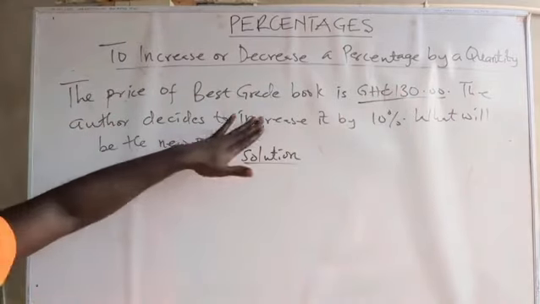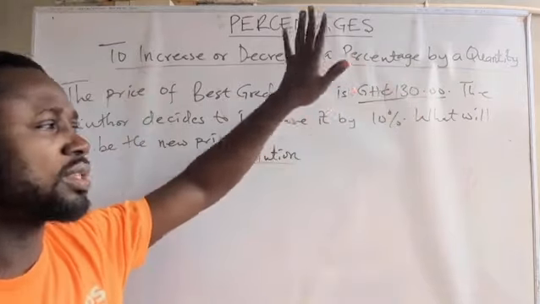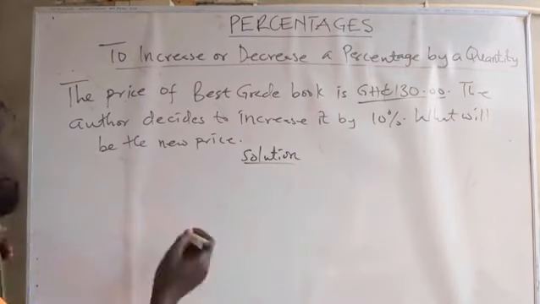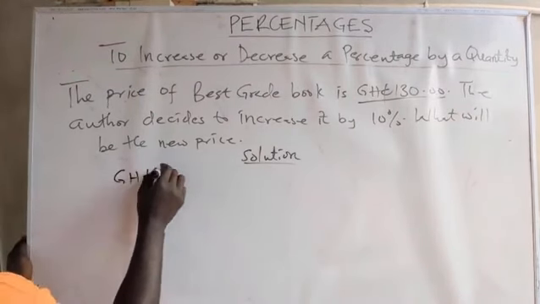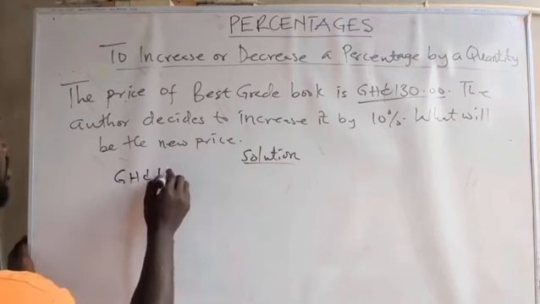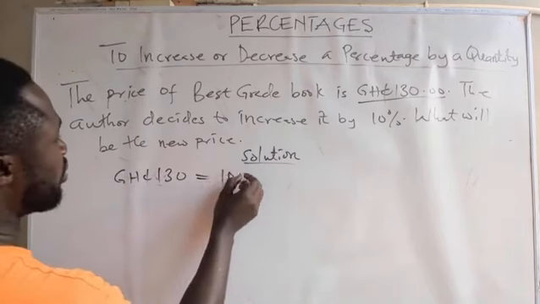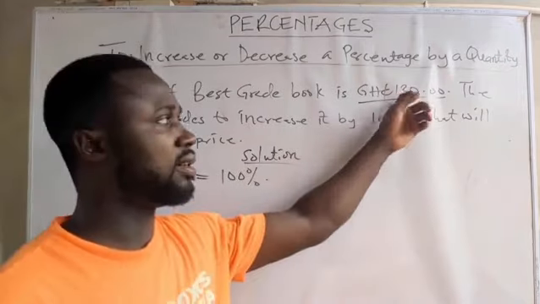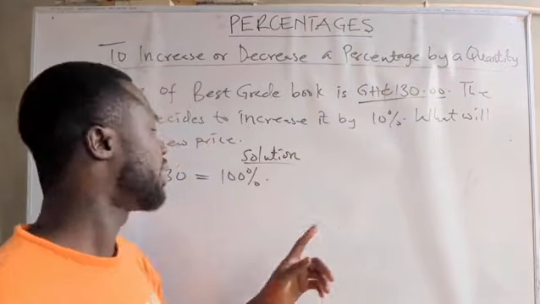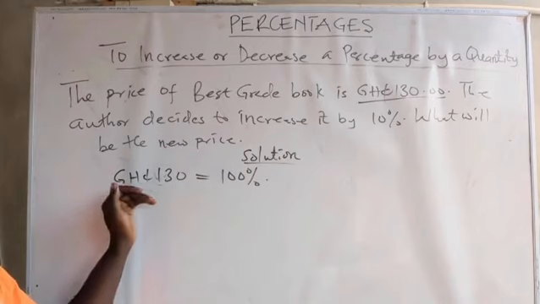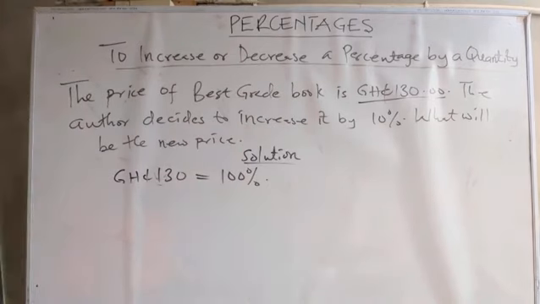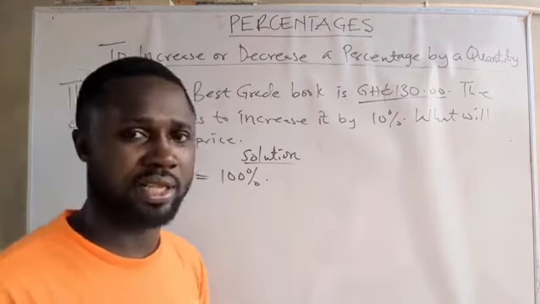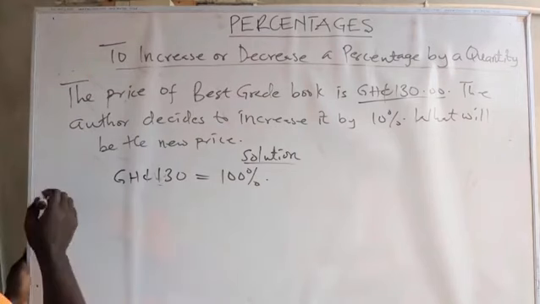The author decided to increase it by 10%. So the author has decided, okay, I'm going to increase by 10%. What will be the new price? So what it means is that the 130 is equal to how many percent? It's 100%. Because that is the original price or the current price of the book. 130 Ghana cedis is 100%. All right. Then the author now decides to increase it by 10%.